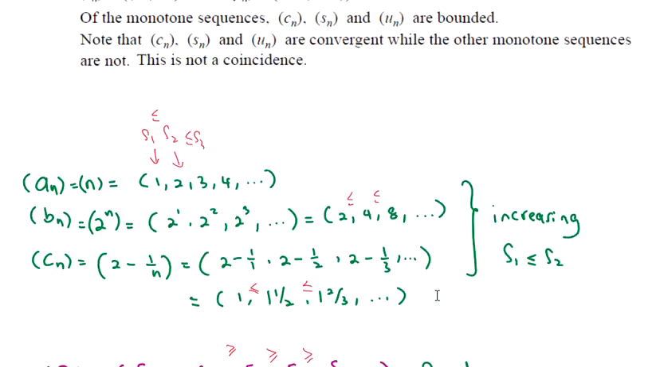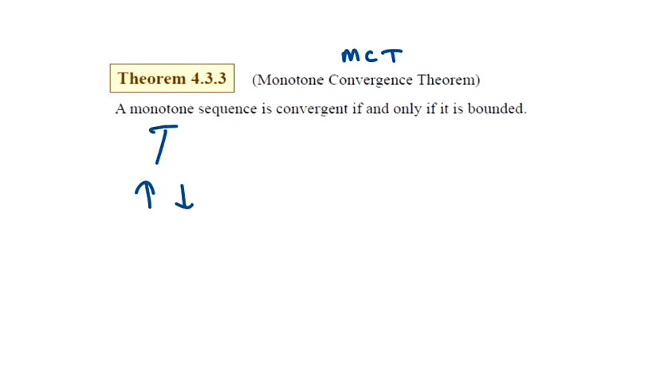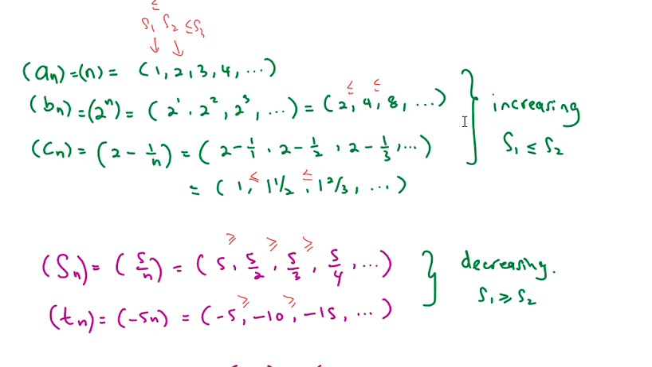So from the previous examples, we look at which ones are monotone. A sequence is monotone when it is increasing or decreasing. So A sub n, B sub n, C sub n, S sub n, and T sub n, all these sequences are monotone. But which one is bounded? Which one converges? We check A sub n: it does not converge, because when we expand 1, 2, 3 until infinity, they do not converge. B sub n also does not converge, because they go to positive infinity.